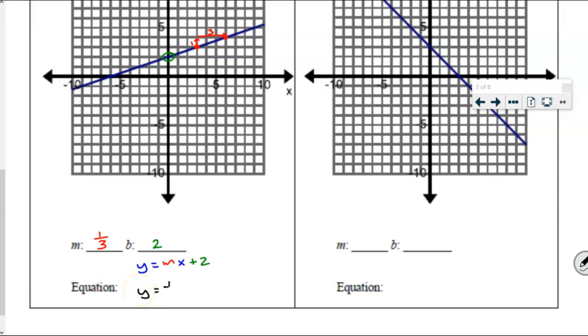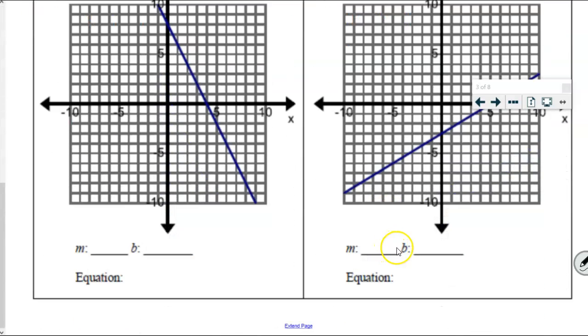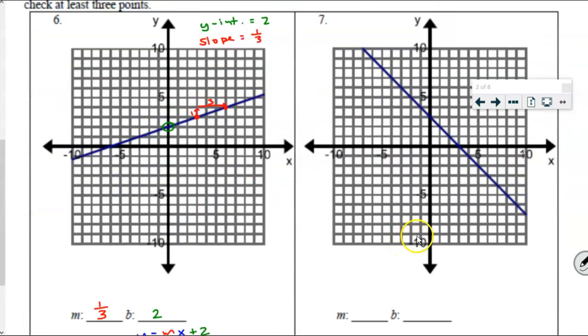Y = 1/3 x plus 2. I think you're ready to practice this with the others. Looks like we have 7, 8, 9, 10, 11. I did one together with you. You guys work on the others. We'll come back together to check the answers.